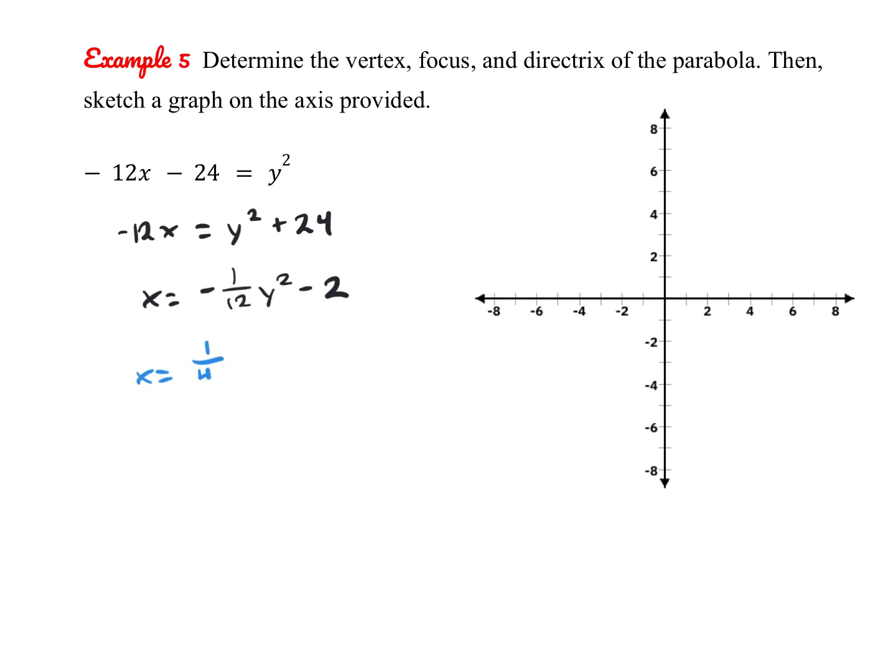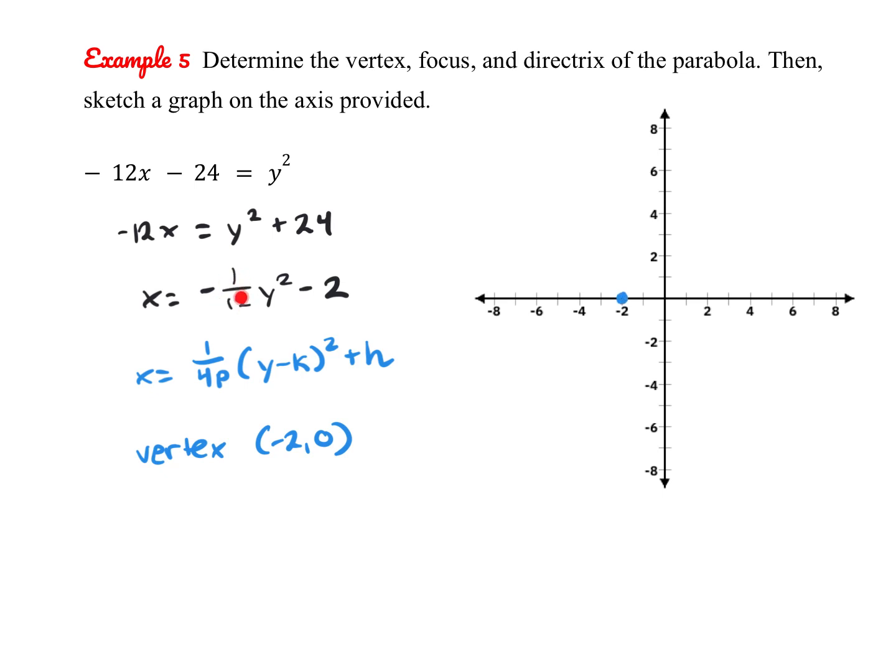X equals 1 over 4p times y minus k squared plus h. So remember, k is always grouped with y. H would always be grouped with x. So in this case, I see that we have a horizontal parabola because y is being squared. So it's going to either open to the right or to the left. And if I want to find my vertex, here's h, and I see that k is 0. So my vertex is at negative 2, 0.